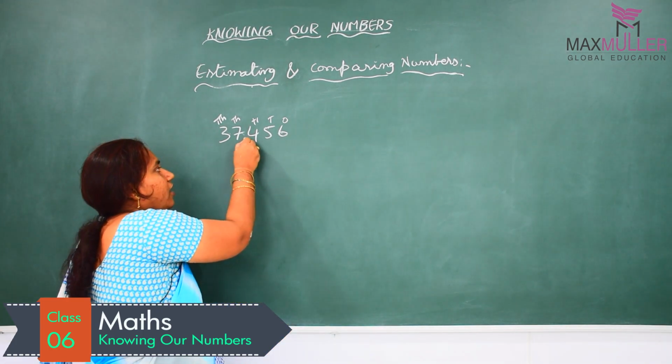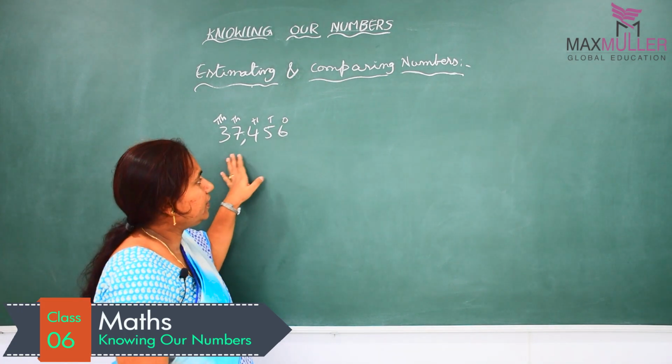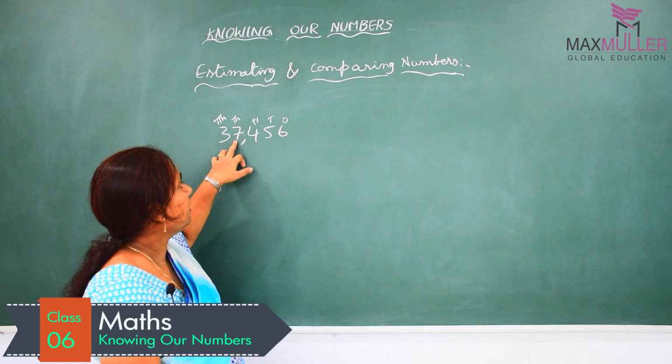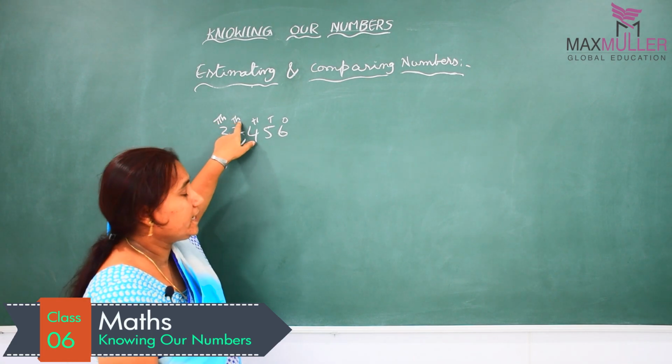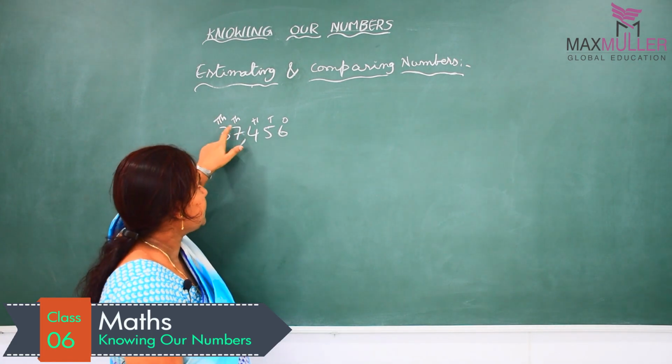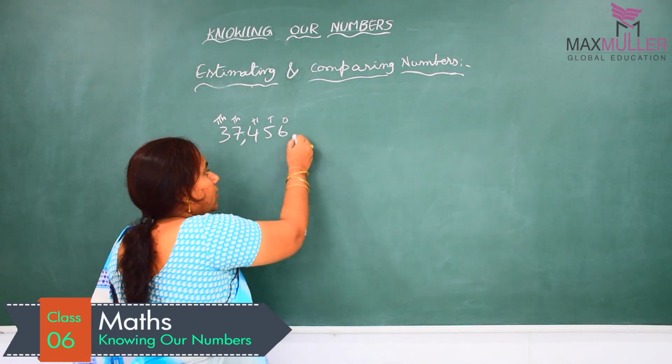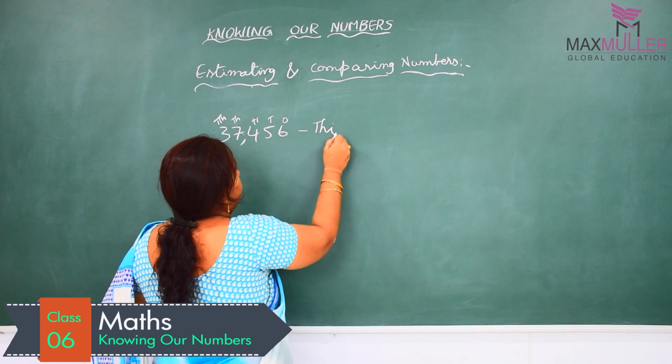That means first we have to keep the commas. After that we have to write the number name. So here 37 in the thousands period, no? So 37,456. Then we will write like this.